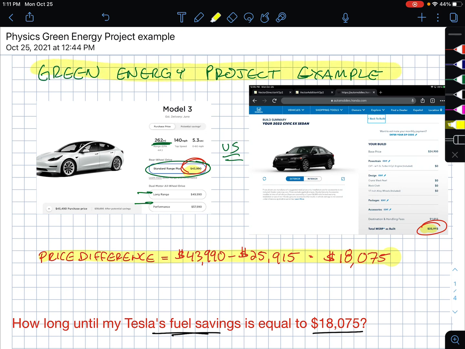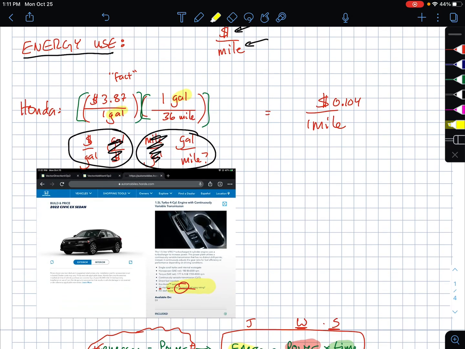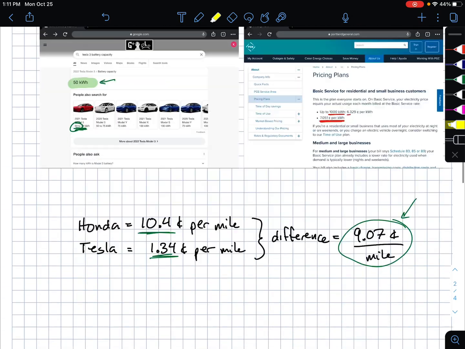Now, you don't get to do a Tesla versus a Honda thing. You can look at switching out a light bulb for a compact fluorescent bulb or for an LED. You could look at switching out a regular water heater for a tankless one. You're going to identify one green upgrade that you can make to your home and figure out how long it will take for that thing to pay for itself. Hopefully this was helpful.